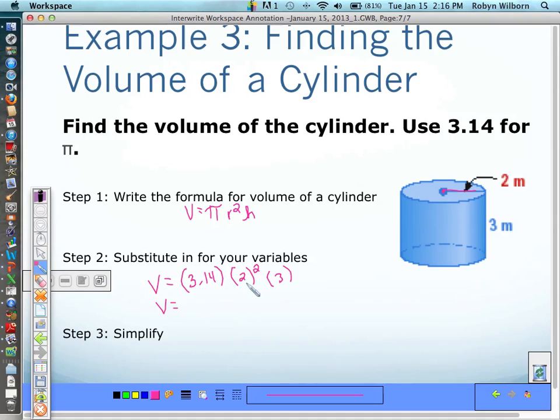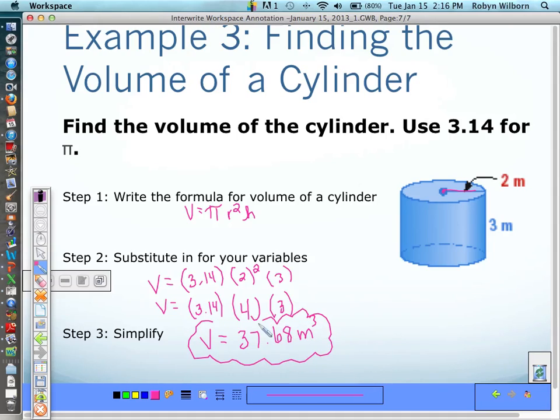The first thing I need to do is my exponents. Well, 2 squared is 2 times 2. That's 4. I bring everything else down here, and now I can just multiply across. If I multiply 3.14 times 4 times 3, I would get the volume. In this case, I'm going to get 37.68. I'm talking meters, that's my units, and I'm talking volume, so I need to make sure that I am cubing that. So again, it's as simple as plug it in, plug it in.